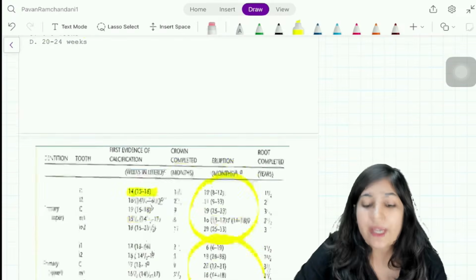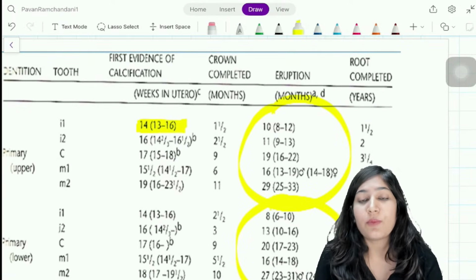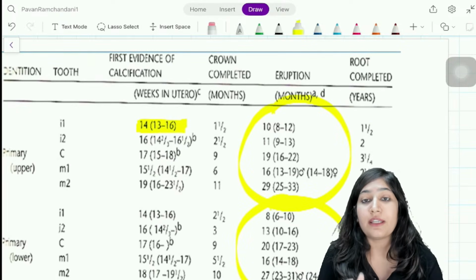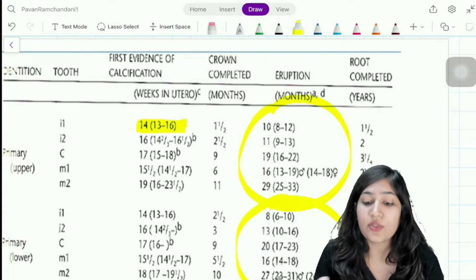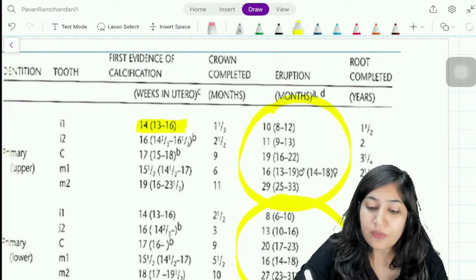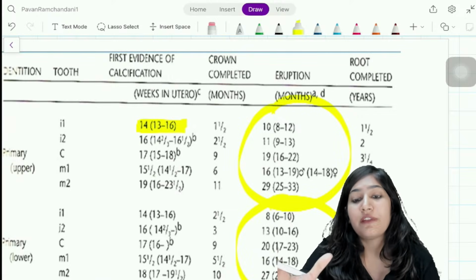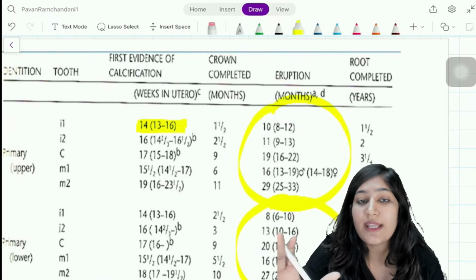This chart is very important from a chronology point of view, for primary teeth and permanent teeth. You should know the eruption timings also. You can be asked image-based questions also, right? So this is very important: eruption timing of primary as well as permanent teeth.